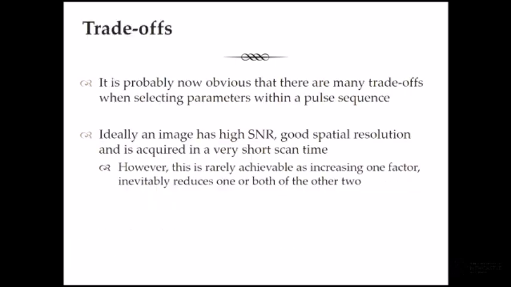Trade-offs. It's probably now obvious that there are many trade-offs when selecting parameters within a pulse sequence. Ideally, an image has a high signal-to-noise ratio, good spatial resolution, and is acquired in a very short scan time. However, this is rarely achievable, as increasing one factor inevitably reduces one or both of the other two.